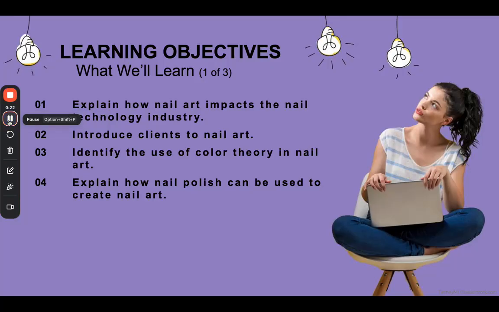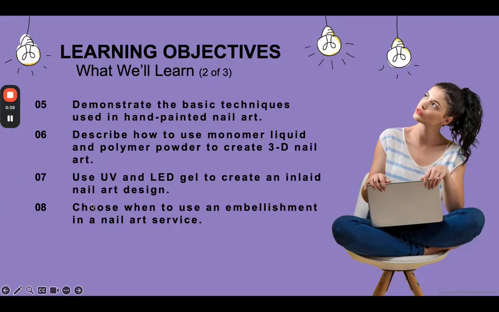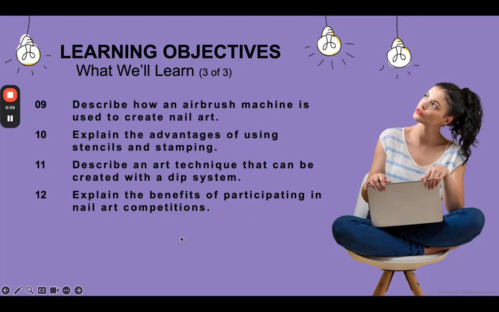So this chapter has 13 objectives. Explain how nail art impacts the nail technology industry. Introduce clients to nail art, identify the use of color theory in nail art, explain how nail polish can be used to create nail art, demonstrate the basic techniques used in hand painted nail art, describe how to use monomer liquid and polymer powder to create 3D nail art, use UV and LED gel to create an inlaid nail art design, choose when to use an embellishment in a nail art service.